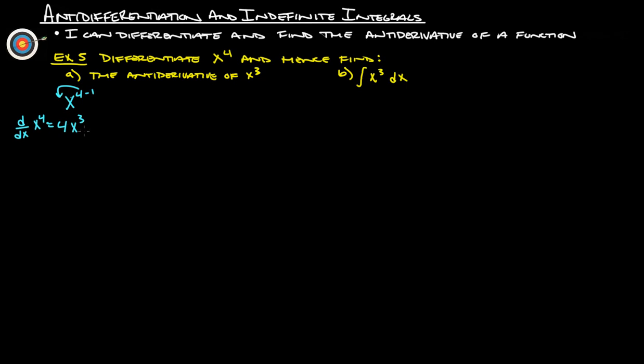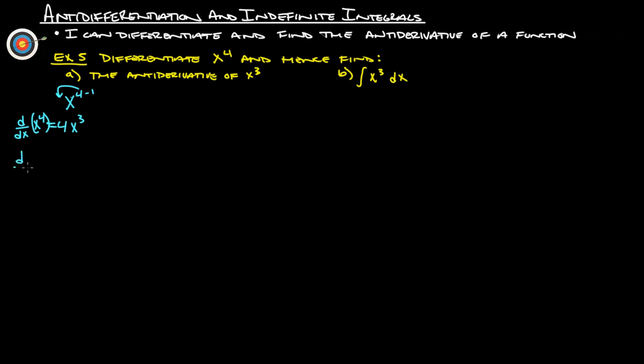Now, what they're saying is use that information that we just came up with to figure out what the antiderivative of x cubed is going to be. So if we want to find the antiderivative of x cubed, we know that the derivative of x to the 4th is 4x cubed. So we can use this information here to find the antiderivative of x cubed.